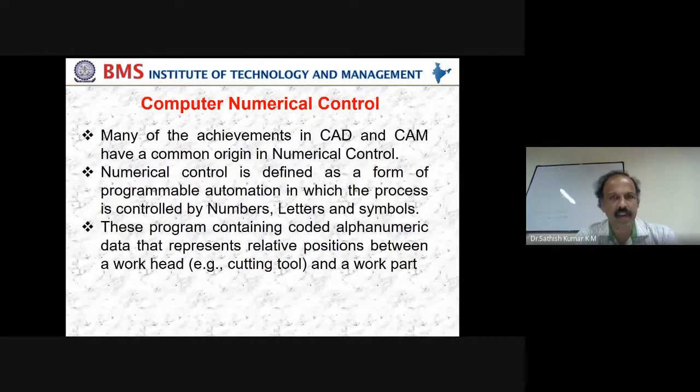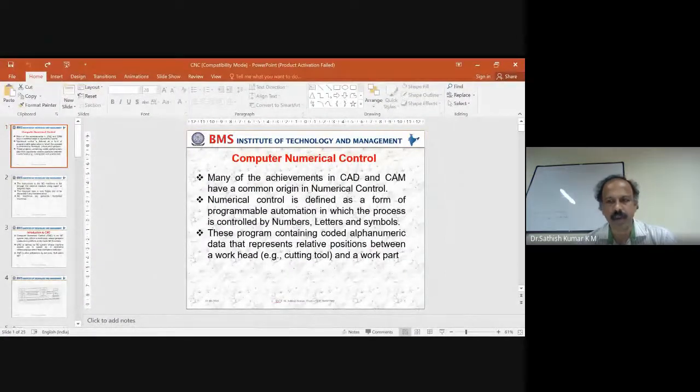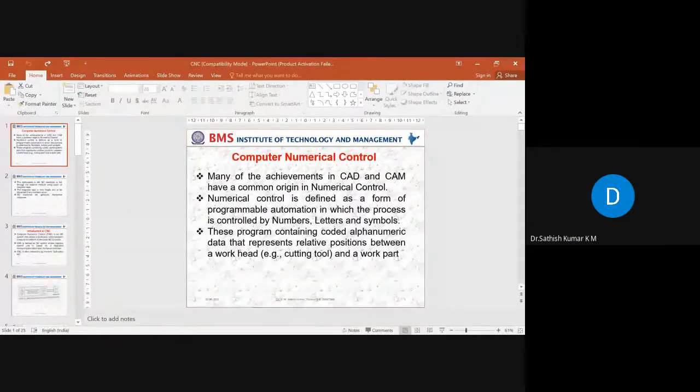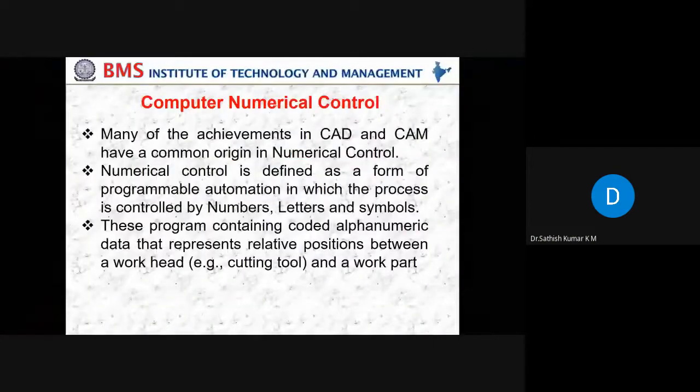which we generally call CNC. If you understand the basic concept of the advanced manufacturing system, it has achieved a great deal by using the CAD and CAM system. So the CAD and CAM system is considered one of the important terminologies in order to get the benefits of numerical control. First, we'll try to understand what we mean by numerical control.